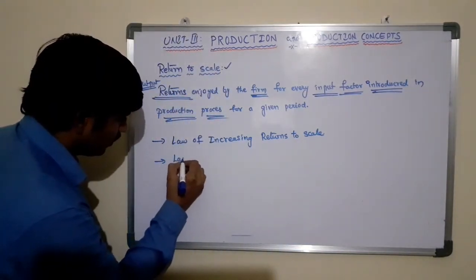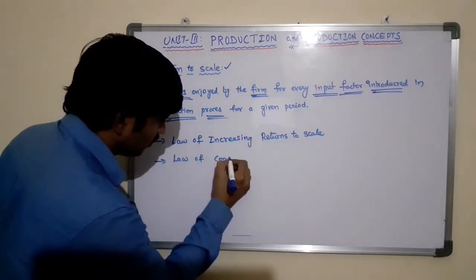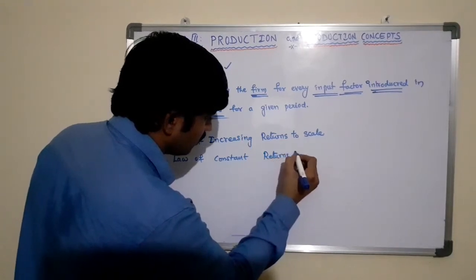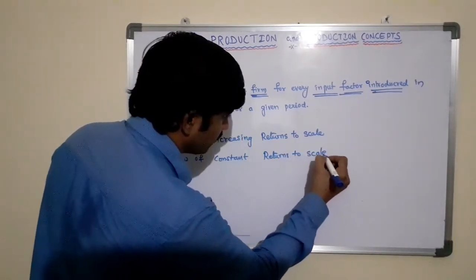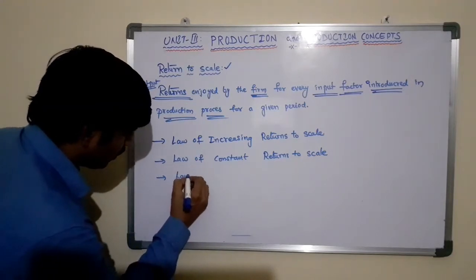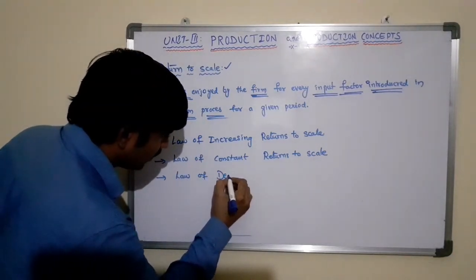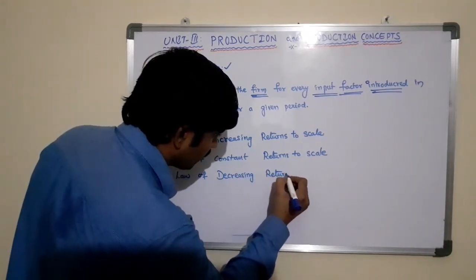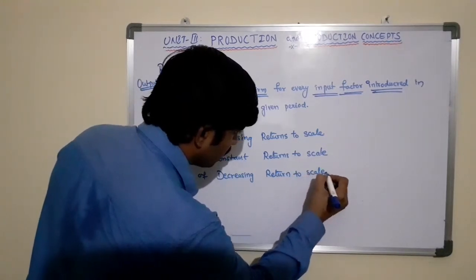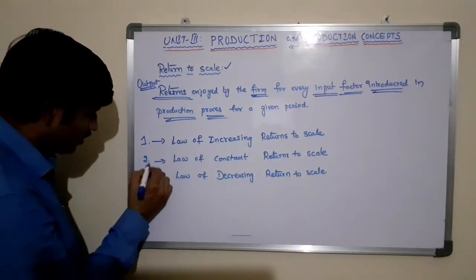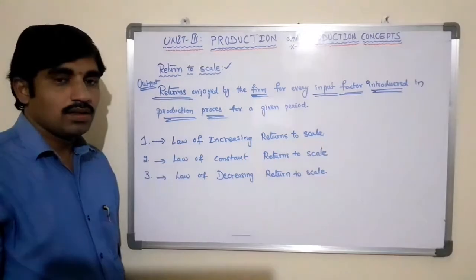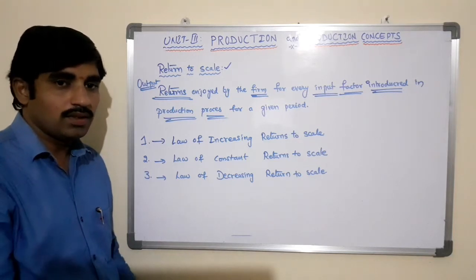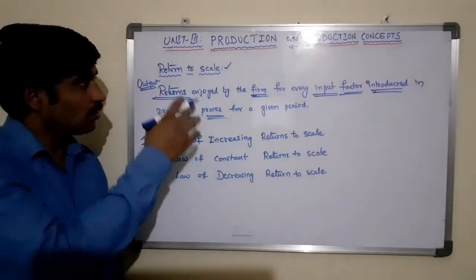second one, law of constant returns to scale, third one, law of decreasing returns to scale. So they are the three important scales based on the proportionate changes in the quantity of output for a proportionate changes in the quantity of input.